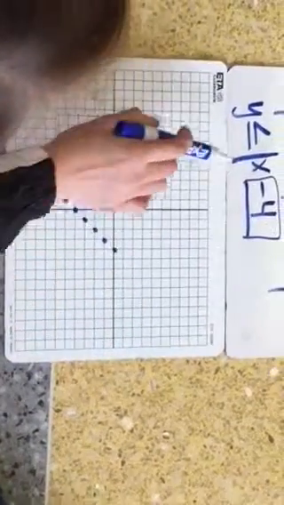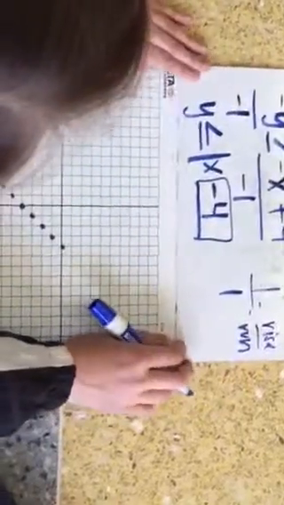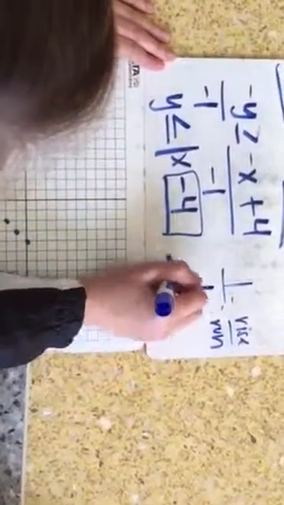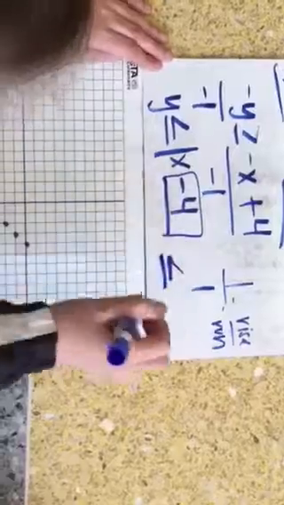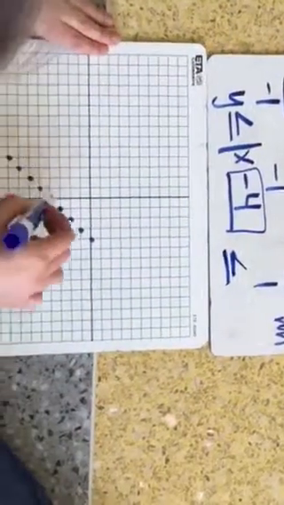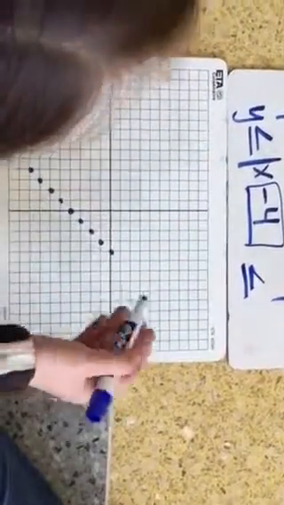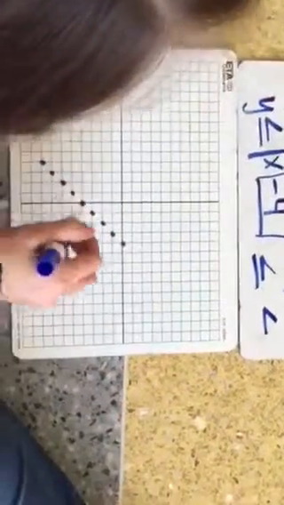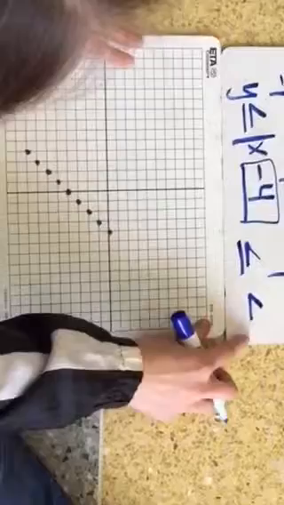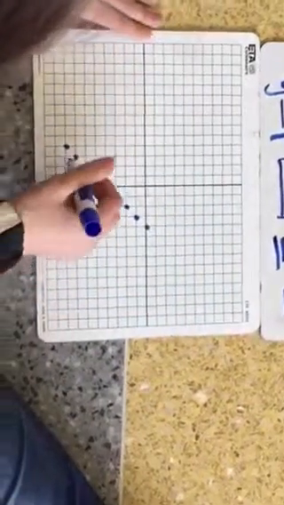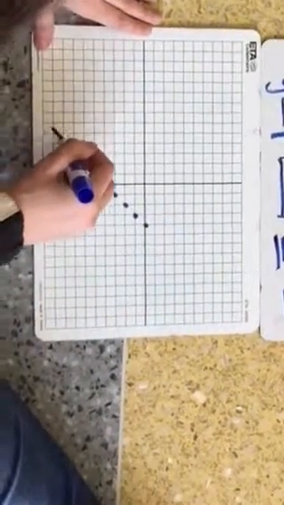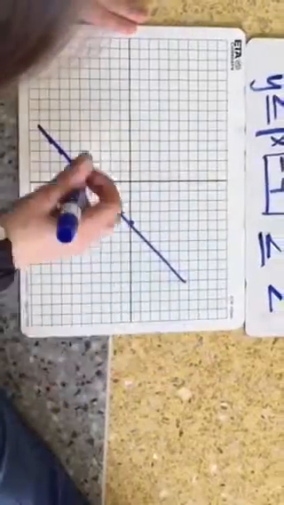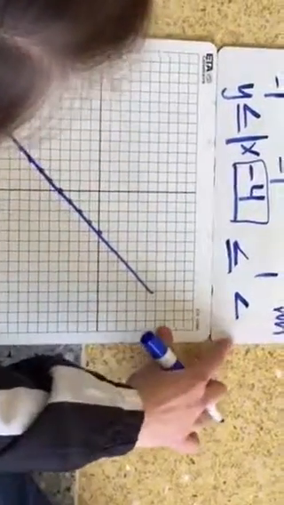Then, our sign up here is less than or equal to. There's a line underneath it, so that means that this line right here is going to be a filled in line. If it just looked like that, then it would be a dashed line because it's not equal to. So it's less than or equal to, so it's a filled line. There's our inequality line, and now we have to shade it.